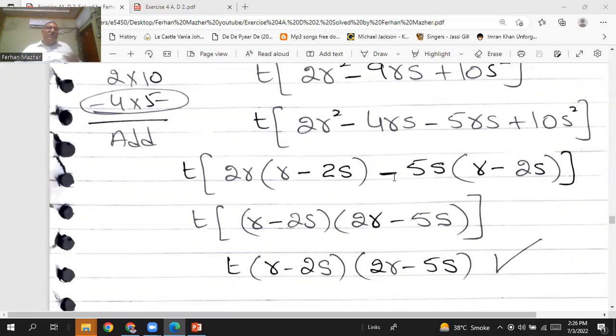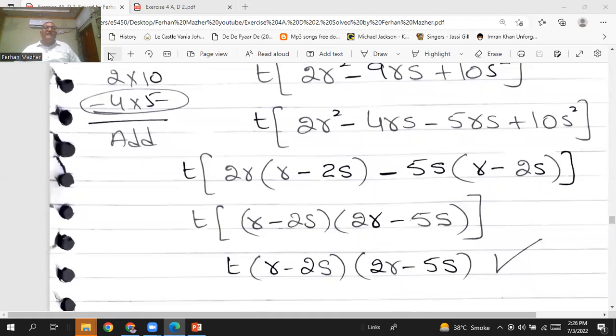When you take negative common, you know the signs will change. So that's why the sign has changed. Now from this term and this term, r − 2s is common. Take that common from here. You will have 2r, and from here you will have −5s in the second bracket. So your final answer is this.